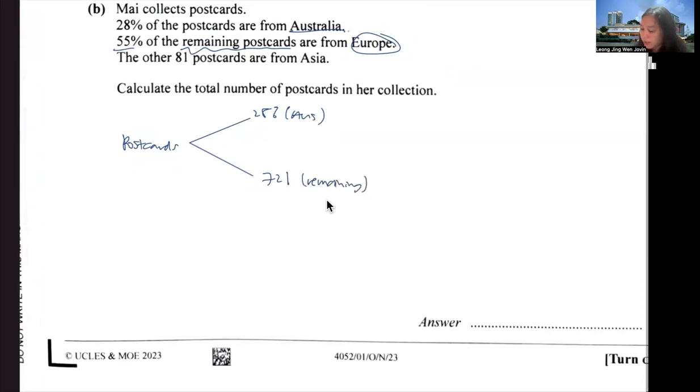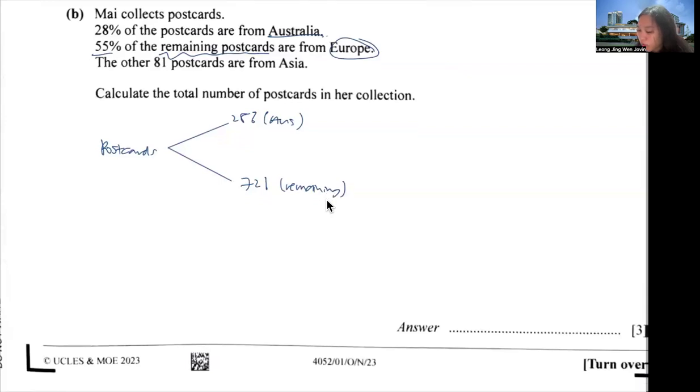Now this makes it a little bit more clear. 55% of the remaining postcards, so 55% of this part over here are from Europe. And then the rest, the other 81 postcards, are from Asia. Same thing, these two nodes will add up to 100% as well. So if here is 55, the other must be 45%. How did I get 45? It's 100 minus 55. And this 45 corresponds to my Asia, which is 81 postcards. That's what the question tells me.